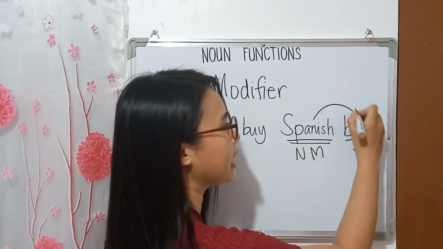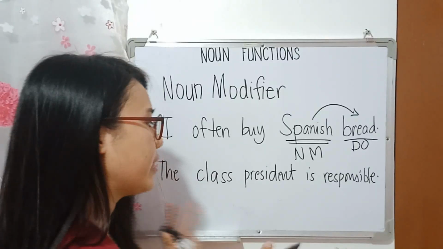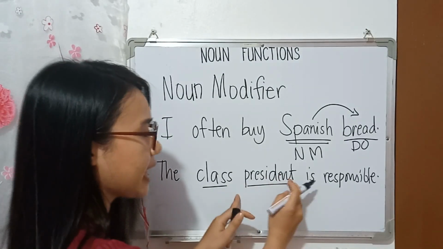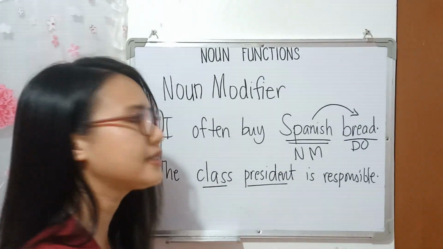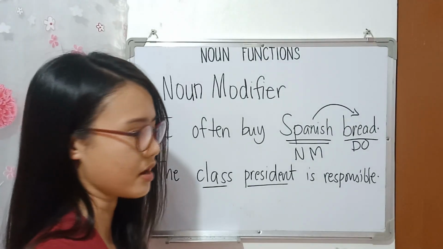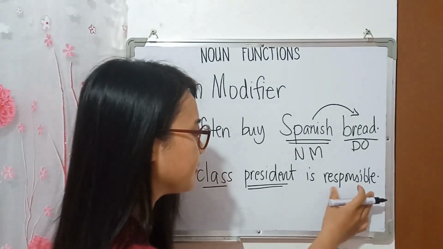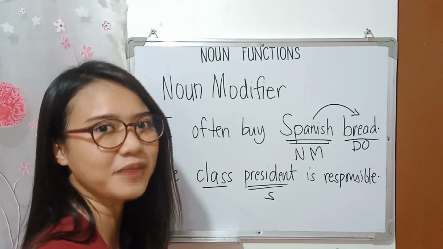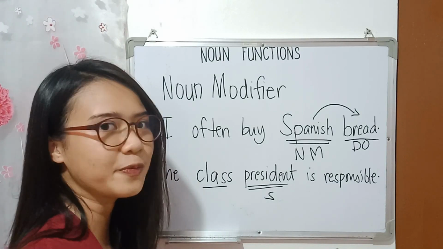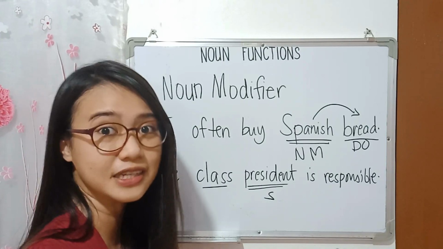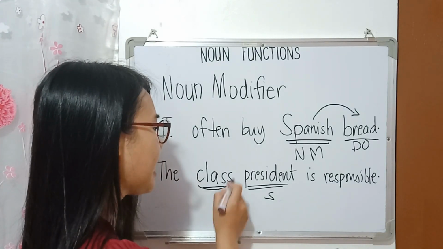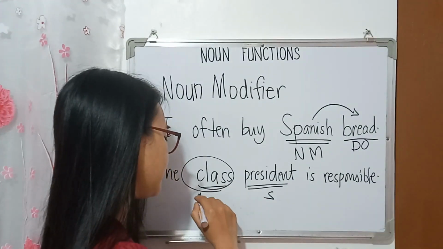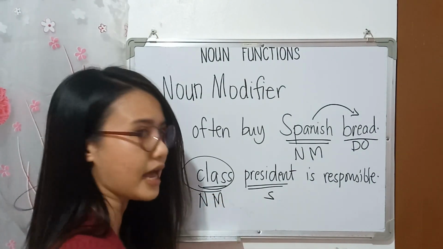this is a noun modifying another noun. We have here two nouns, class and president. Noun beside another noun. Now, what is our subject? Who is being talked about here? The president is responsible. So we have here the subject. Now, what president is described here? Okay, is it the president of the organization? The president of the country? No, it's the class president. It's a noun modifying another noun. Therefore, this is classified as a noun modifier.